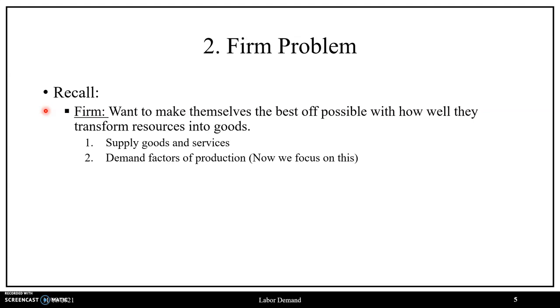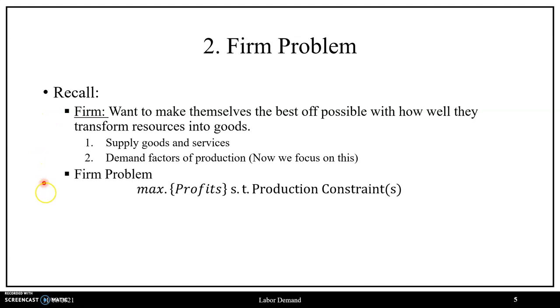Recall that firms want to make themselves the best off possible given how well they transform resources into goods, where they will supply goods and services and demand factors of production. For a majority of the course, we focused our attention on how they supply goods and services in the form of product supply. Now we seek to see how they demand factors of production, more precisely currently labor, and that will give us labor demand. In terms of the setup for firms, formally we could state this as the firm problem in which they seek to maximize profits subject to the production constraint.